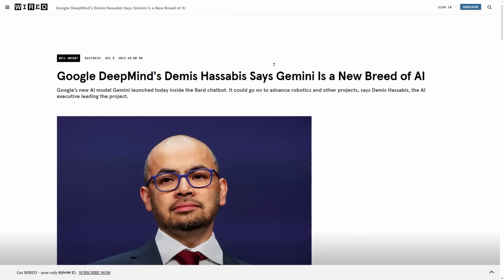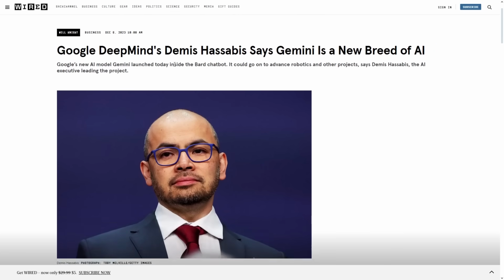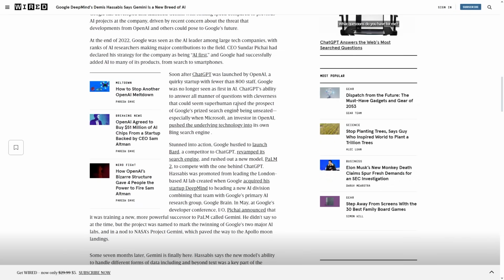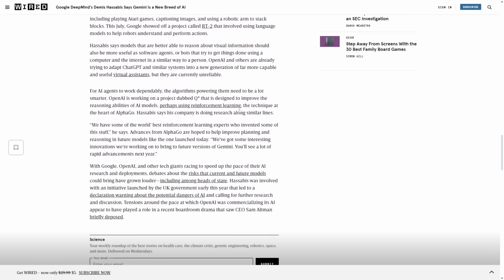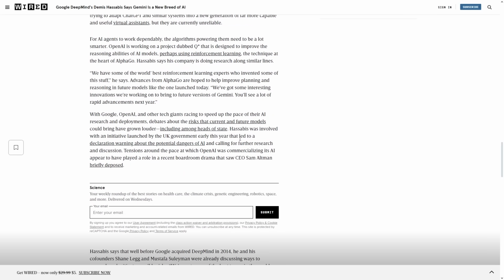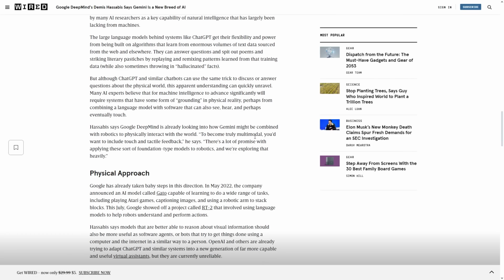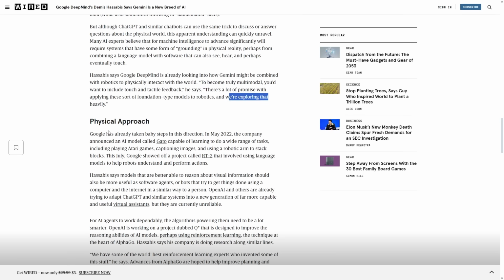And essentially, in this Wired article, Google DeepMind's Demis Hassabis says that Gemini is a new breed of AI. And if you don't know, this is Google's DeepMind, the same company that did AlphaFold, AlphaCode, and of course AlphaGo. And of course, with the recent Gemini Pro and Gemini Ultra, they talked about how, to become truly multimodal, you'd want to include touch and tactile feedback. There's a lot of promise in applying these sort of foundation-type models to robotics, and we're exploring that. And of course, it talks about how Google has already taken baby steps in this direction.